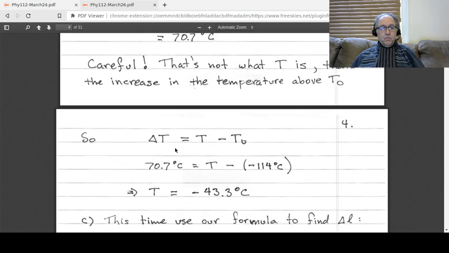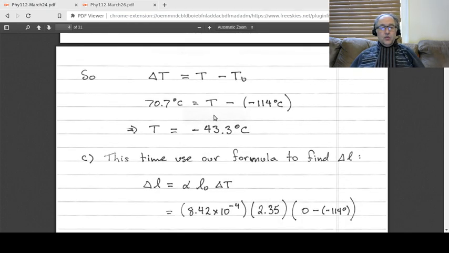So what does that mean? Well, you could just use the formula directly. Delta T is your actual temperature minus T naught. The delta T we found to be 70.7. That's equal to the temperature that you want to find minus the minus 114. And so you work that through, and it turns out the temperature in that particular region is minus 43.3 degrees Celsius. So just be careful about that, because the formula works in delta L's and delta T's. It doesn't work in L's and T's directly.